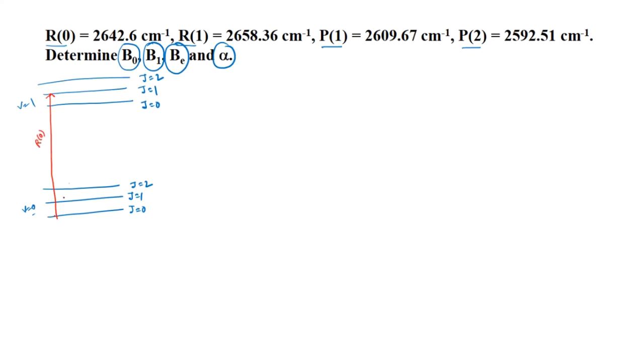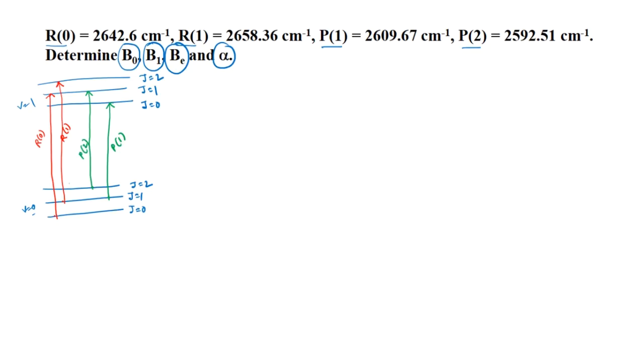Now, R1 starts at J equals 1, V equals 0 and ends at J equals 2, V equals 1. So, this is my R1. Similarly, P1 starts from J equals 1, V equals 0 and ends at J equals 0, V equals 1. This is my P1. And P2 starts from J equals 2, V equals 0 and ends at J equals 1, V equals 1. So, this is my P2.